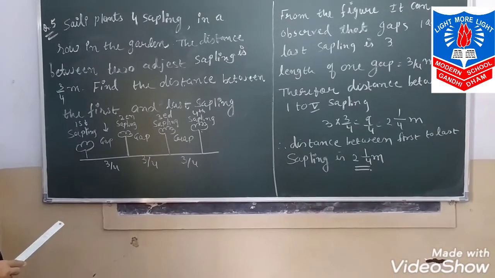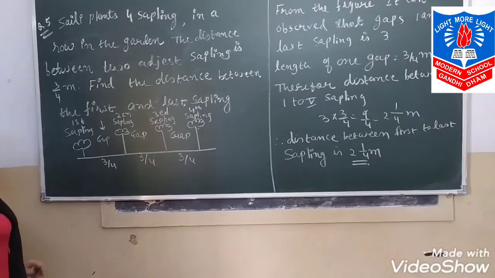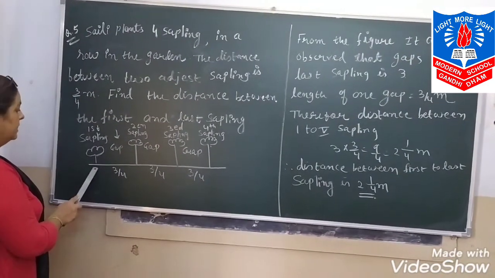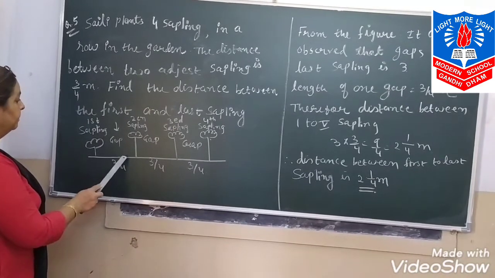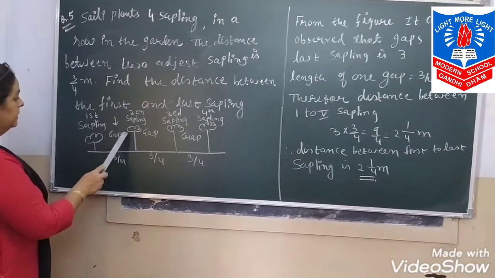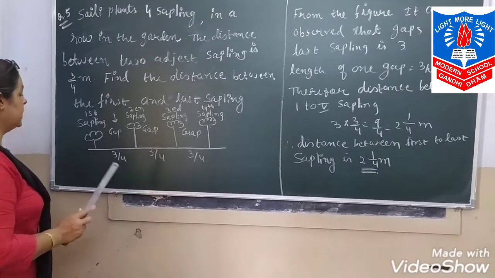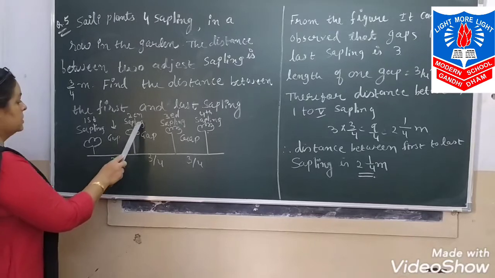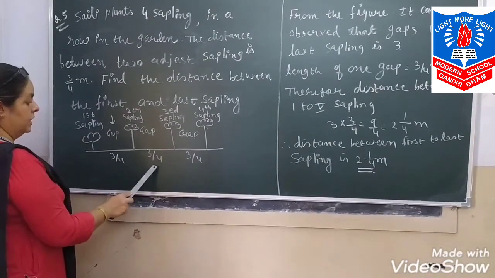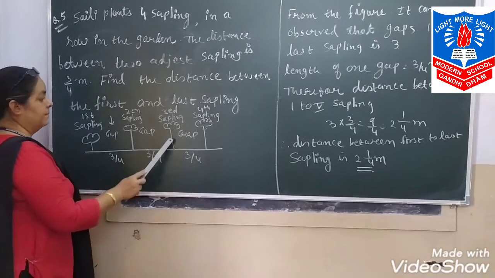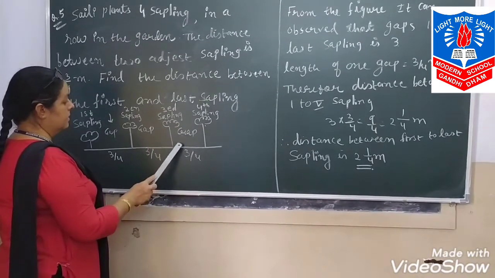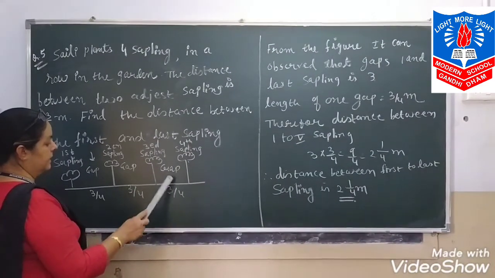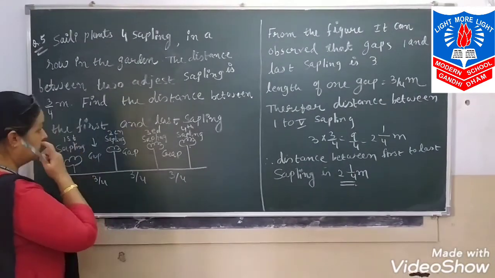Sally plants 4 saplings in this way. First, here is the first sapling, then a gap, then the second sapling, and the gap between two saplings is 3 upon 4 meter. The second gap is also 3 upon 4. Third sapling here and the gap is 3 by 4, and then the fourth sapling, and here is 3 by 4.